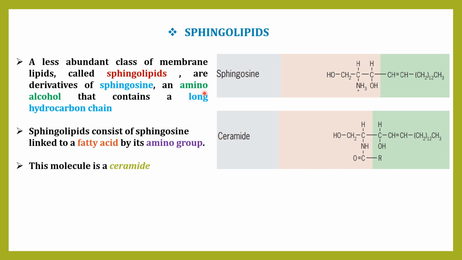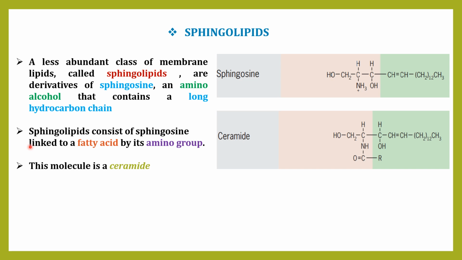Now the sphingolipids. Sphingolipids are a less abundant class of membrane lipids. They are derivatives of sphingosine, an amine alcohol that contains a long hydrocarbon chain. Here is the sphingosine structure, with the NH3. Sphingosine is a nitrogen-containing amine alcohol. They also are amphipathic, having a polar head group and 2 nonpolar fatty acid chains. They are also structural components of cellular membranes.